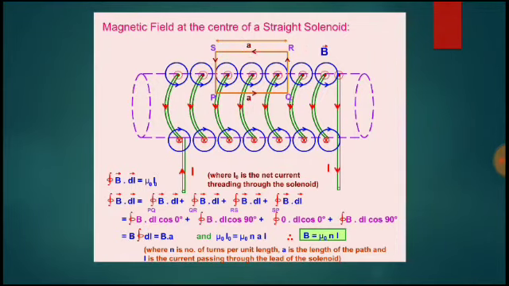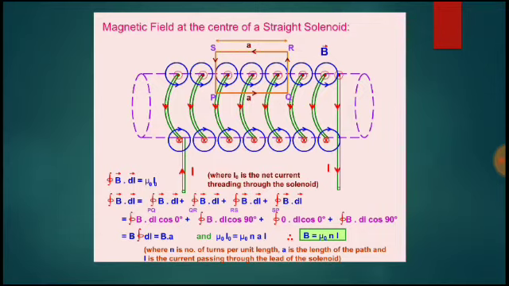Last one, SP. The magnetic field is present perpendicular to the plane of the solenoid, therefore B into dl cos 90. The first side PQ is inside the solenoid, so B into dl is present and there is no angle, so the cos value will be 0. But the second one, QR, is perpendicular to the plane, so cos 90 degree.